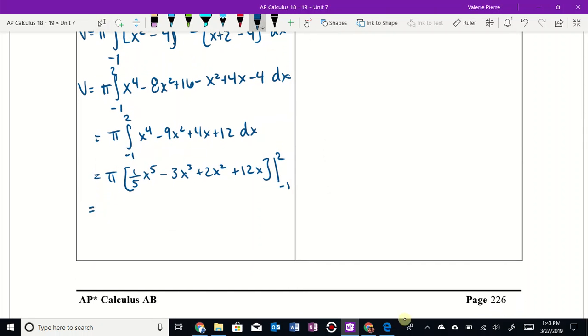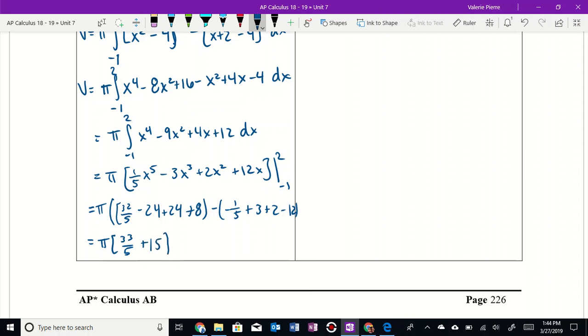Which is equal to pi times 32 over 5 minus 24 minus 8 plus 24, minus -1/5 plus 3 minus 2 minus 12, which is pi times 33 over 5, which is equal to 184 pi.